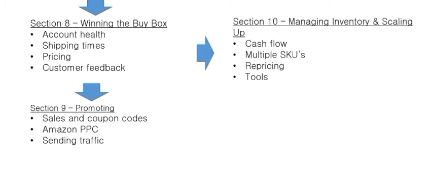And then we are going to go on to managing inventory and scaling up. So we're going to talk about cash flow. We're going to talk about how you manage multiple SKUs. So having multiple products on Amazon, how do you manage this? We're going to talk about repricing. So how you can change the prices continually in order to keep winning the buy box. And we're also going to look at tools that you can use to help you do all this.